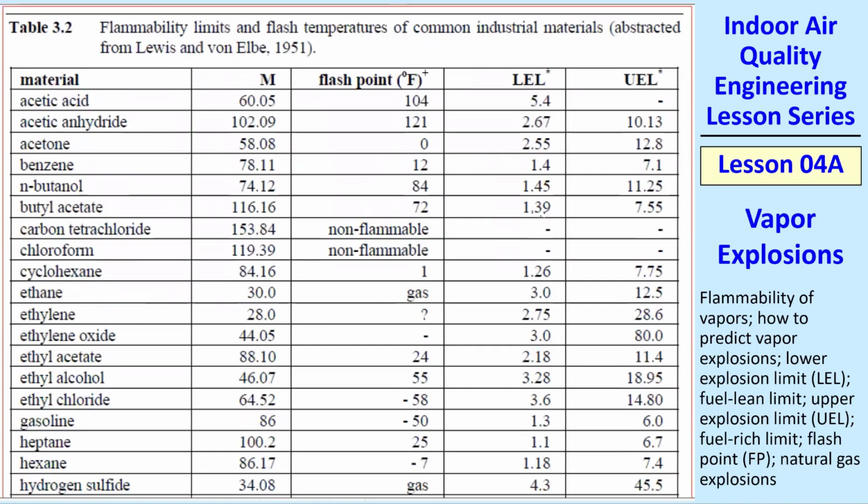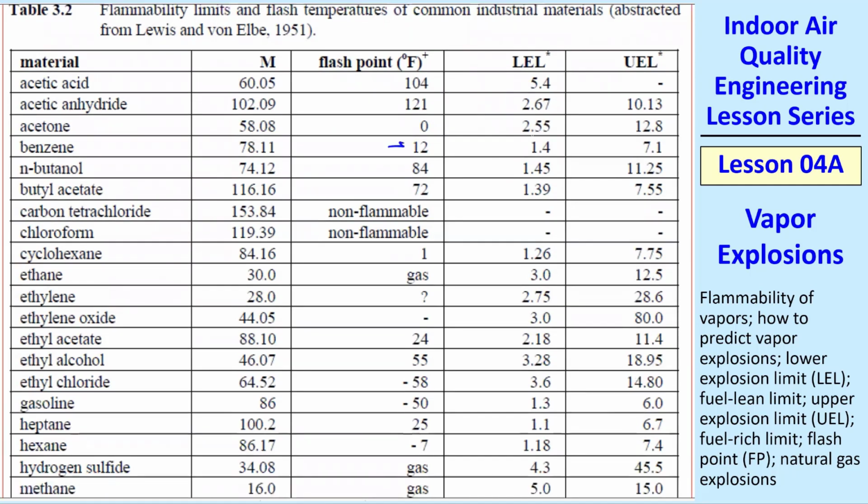There's a table in the book. I copied it here, table 3.2, the flash point temperatures. These are in degrees F, so we have to be careful. And molecular weight, LEL and UEL. We talked about benzene. These agree with what I just showed you.